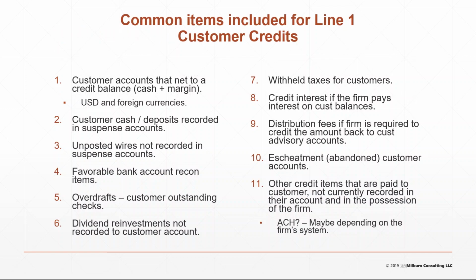So what are some common items that are included for line 1 on customer credits? The most obvious one are the balances in the customer cash and margin accounts. Here they can be both US dollar and foreign currencies. Some other ones would be unposted wire items that have yet to be recorded in the firm's books and records. Overdrafts, and we're going to discuss that on another slide. Any dividend reinvestments that have yet to be recorded. Withheld taxes for customers. And escheatment accounts. Escheatment means abandoned, so abandoned customer accounts that will eventually be given to the state. They are still required to be part of the reserve calculation.